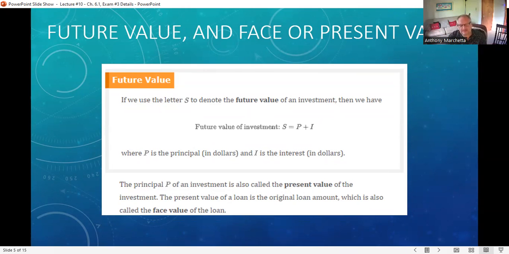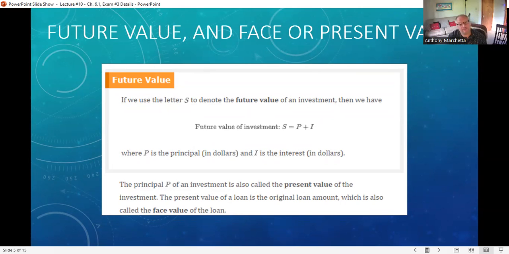So in this model, capital S is the future value. I don't know why they've chosen the letter S. It's an interesting letter of all letters to choose. I would have picked F. But anyway, capital S is your future value. P is your present value or your principal. And then last but not least, of course, the interest is capital I.